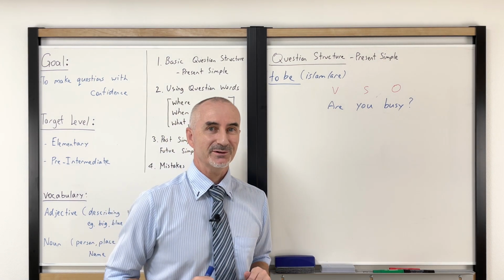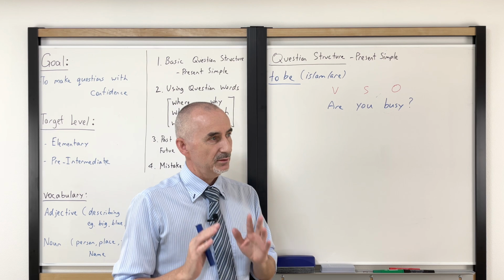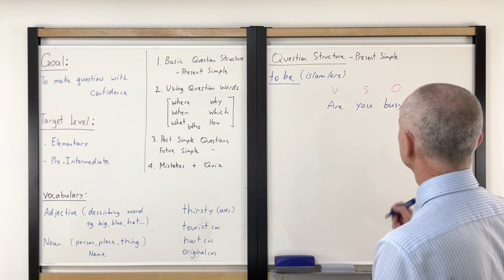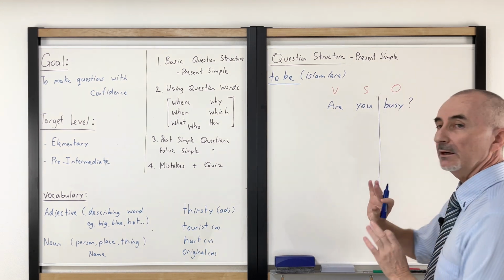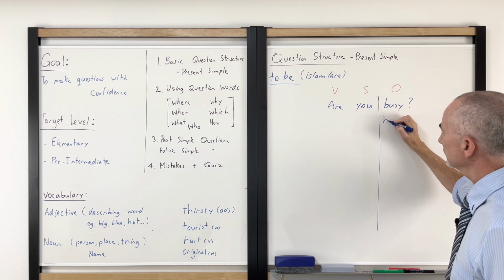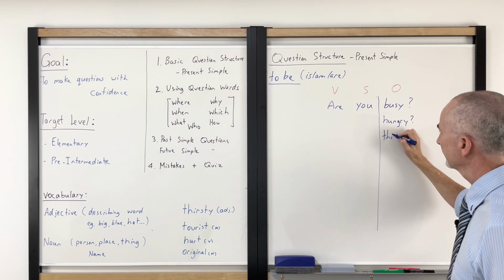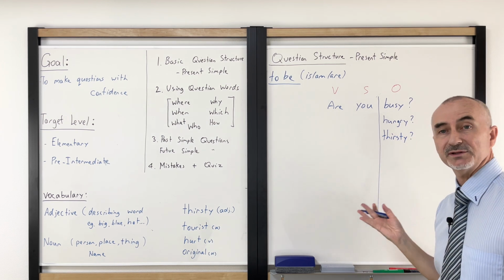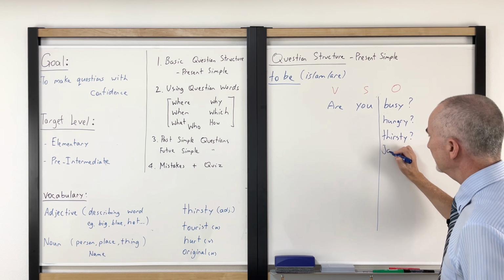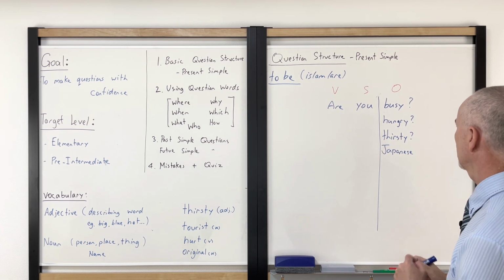So now we have our first question. Are you busy? Now, to show you how easy it can be to make questions in English, I'm just going to change one part. I'm going to change this part. So for example, let's see, are you hungry? Are you thirsty? Thirsty means I want to drink something. Are you Japanese? Or Chinese? Or French? Or Italian? Or Brazilian?